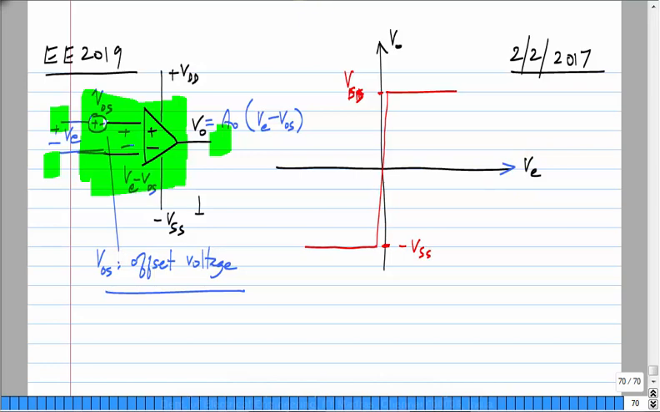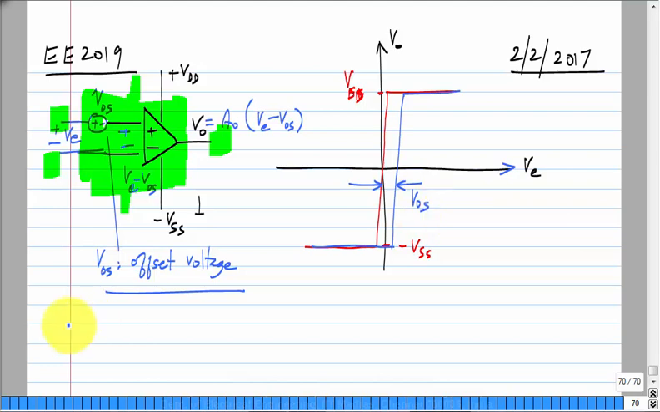Whether it is shifted to the right or left depends on whether VOS is positive or negative. If VOS is positive, which way will it be? It will be right side. So basically, if VOS is positive, you have to apply a positive voltage to have zero at the internal op-amp inputs, right? So the characteristic will be exactly the same but shifted to the right. And the amount of shift is VOS.